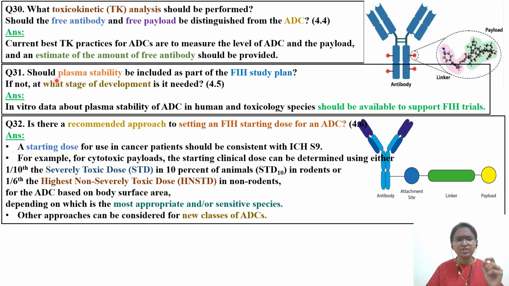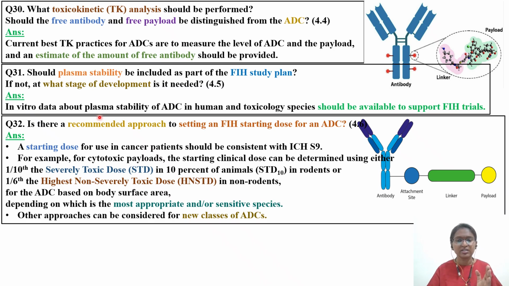Okay, next question, again with respect to TK. Should plasma stability be included as a part of the FIH study plan? So for the first in human dose, whatever the phase 1 study plan will be, should we include plasma stability data? If not, at what stages of development is it needed? Whether in later stages of phase 1, or in phase 2 or phase 3.